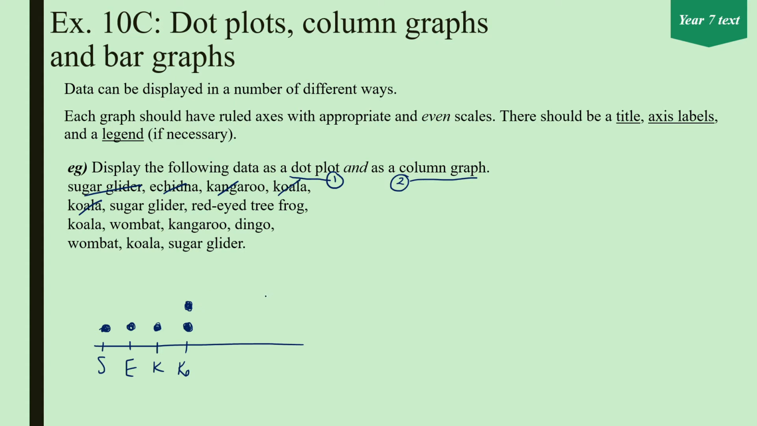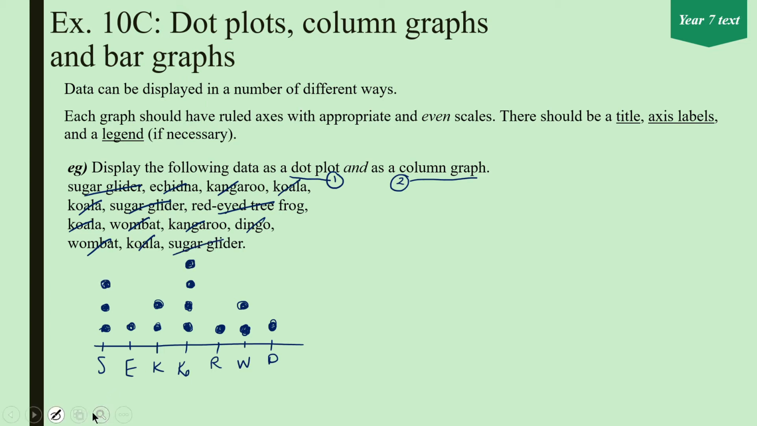So this is how we start to get our dot plot. Okay, I've got another sugar glider on the list. I've got a red-eyed tree frog. I'm just going to write R for that one. Another koala, sorry, so we'll place another dot. Wombat, we'll put a W for wombat because we haven't seen that one yet. Kangaroo, which we put as just K. Dingo, I need maybe one more for D. And wombat again. Koala again, and finally our last sugar glider.